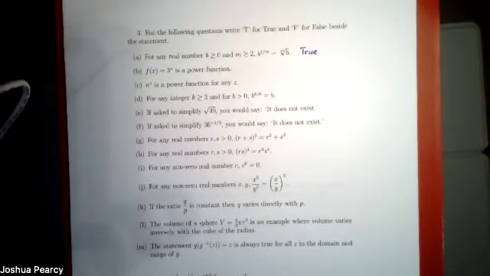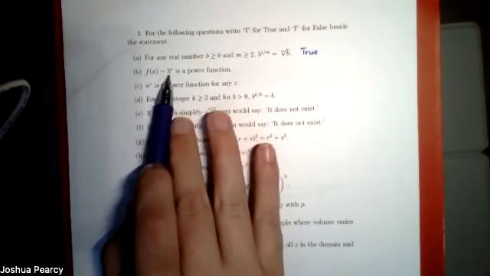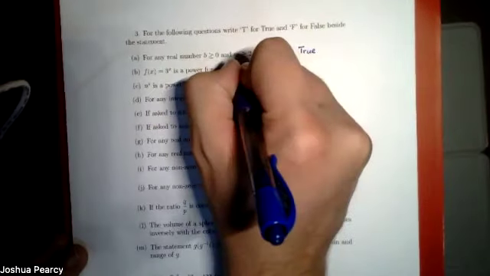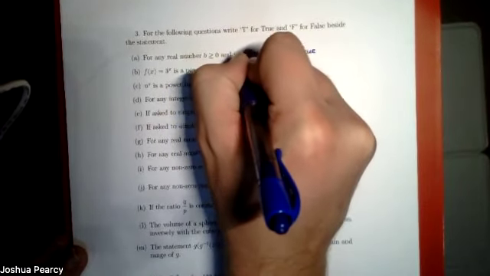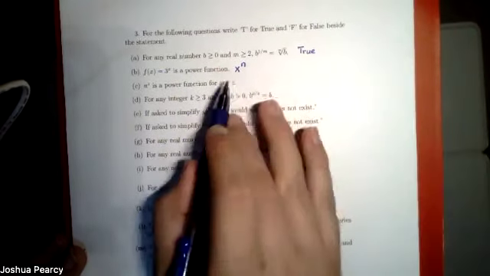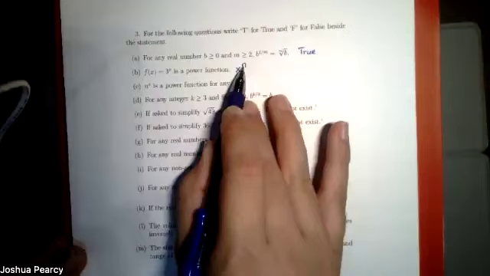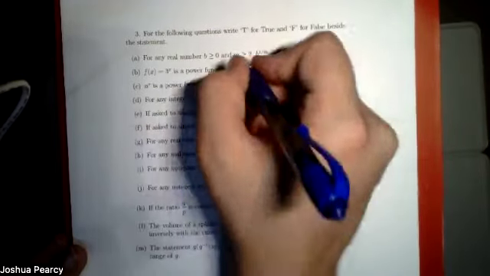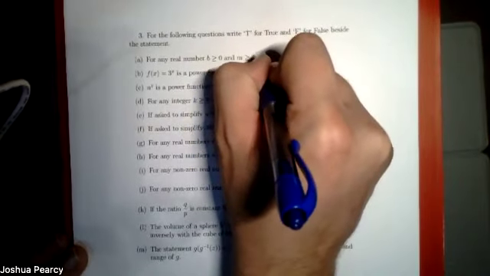So this next one here says that f of x equals 3 to the x is a power function. So a power function looks like you have some variable x to some power n. So that's what it looks like for a power function, whatever variable we're looking at here to some power. So this one here does not look like that. This is an exponential function. So here, this is actually false.